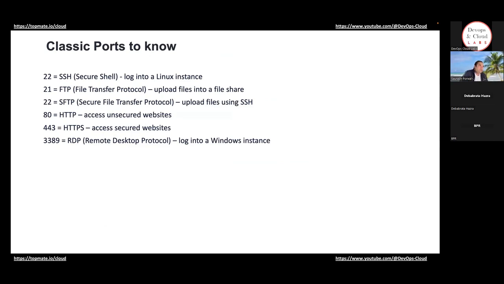Port 80 is HTTP, which is unsecured websites, and 443 is HTTPS, and 3389 is your RDP. So if you have a Windows instance, you will have to open up port 3389 so that you can use the remote desktop.